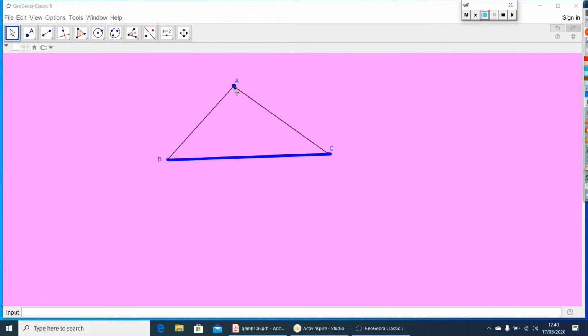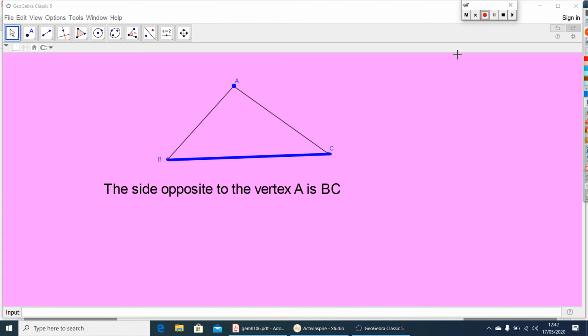Consider the vertex A and side BC. Here side BC is called the side opposite to the vertex A. Now can you say what is the side opposite to the vertex B? Yes, it is AC. Now what is the side opposite to vertex C? It is AB.